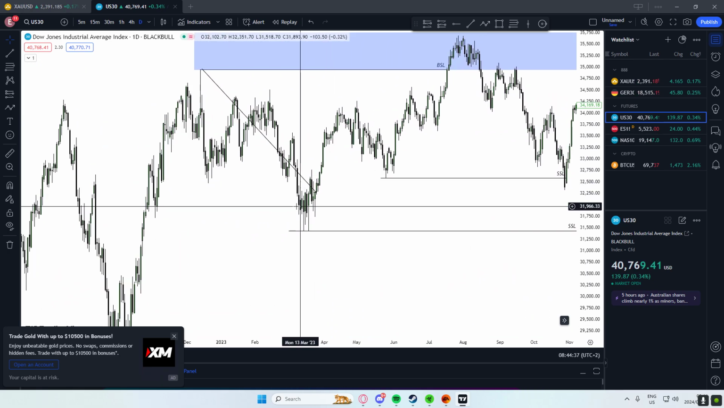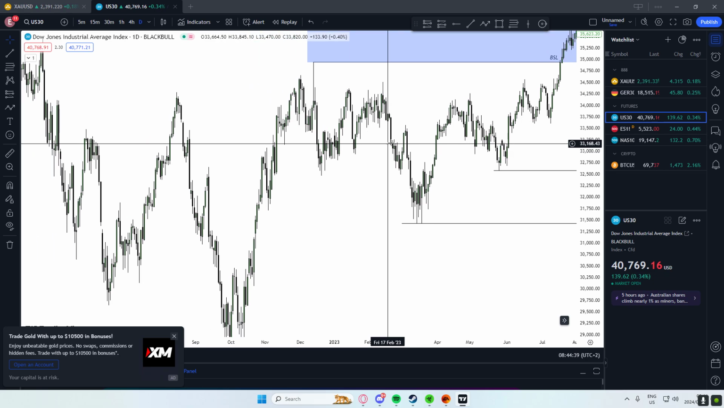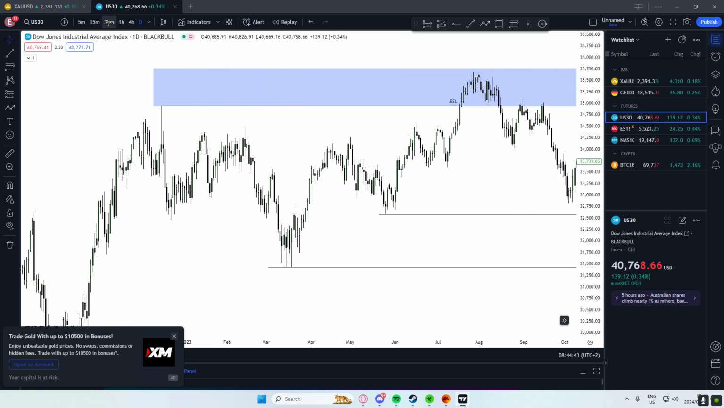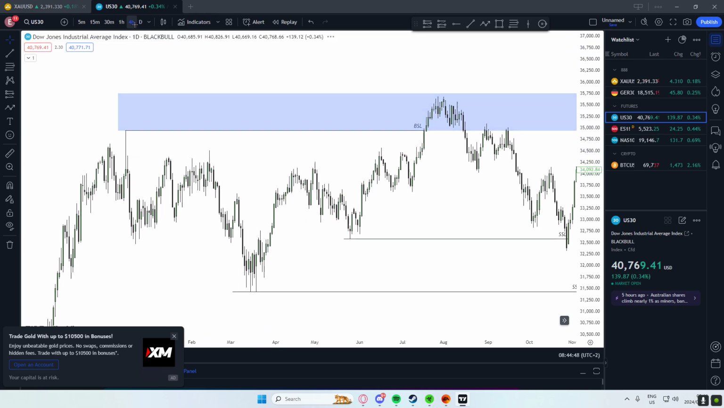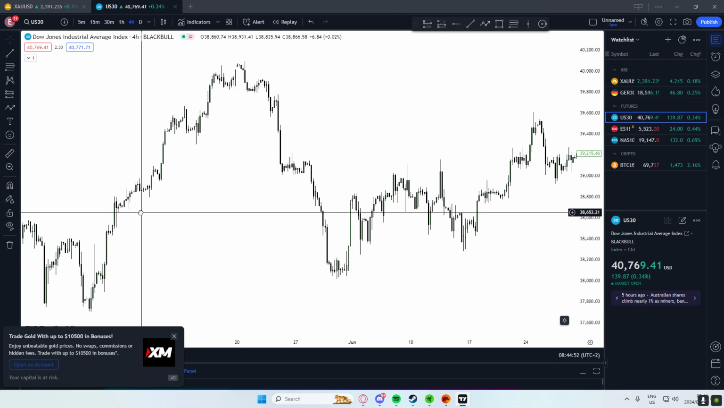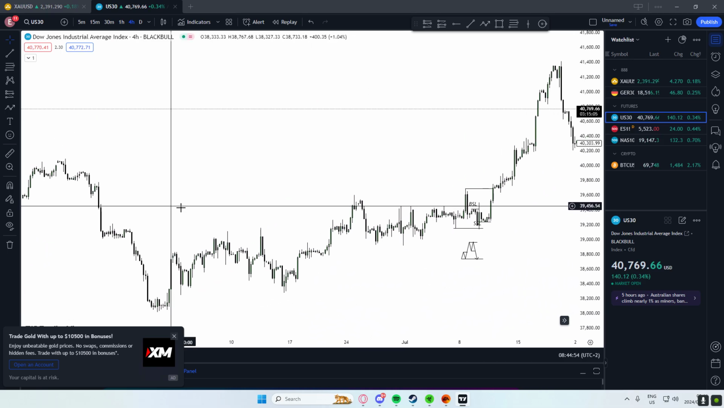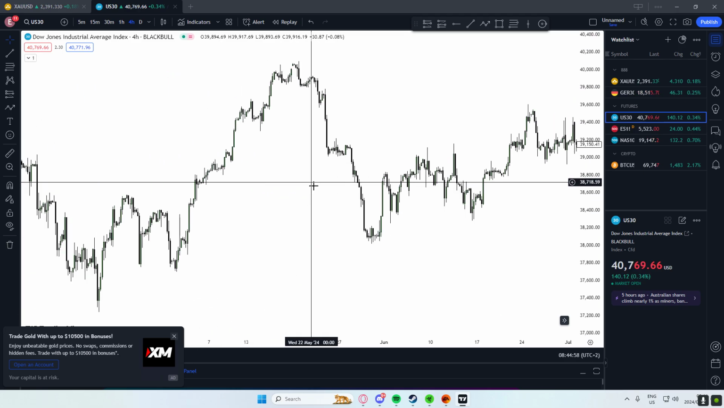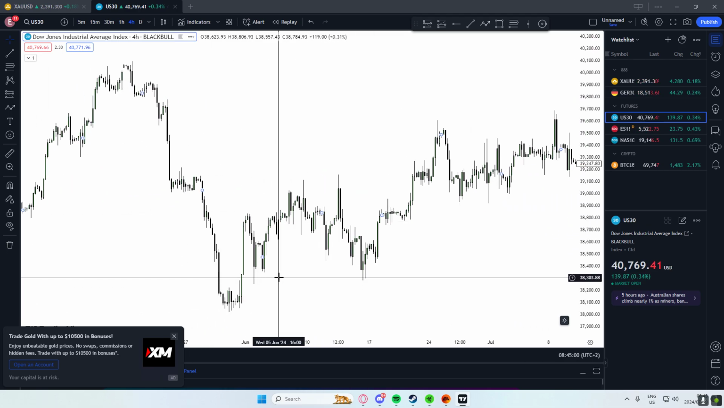Now what we can do with these levels being taken out is pair them with an entry model. So let's go down to a lower time frame, but I want to show you that this happens on all time frames, not just one. Internal and external levels are created on all time frames. Okay, here we have levels.